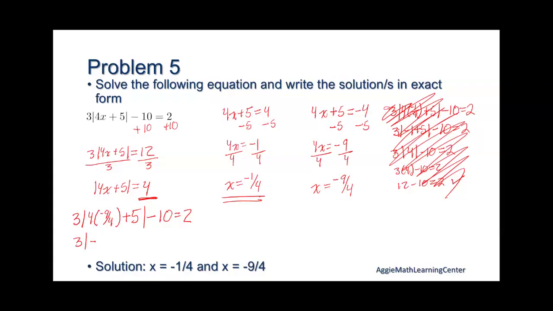What's 4 times negative 9/4? Drawing blank. Negative 36 over 4. And can we simplify it? We can divide it by 2, which would be negative 18 over 2, and we can divide it by 2 again, so it'd be negative 9 over 1, which is just negative 9.